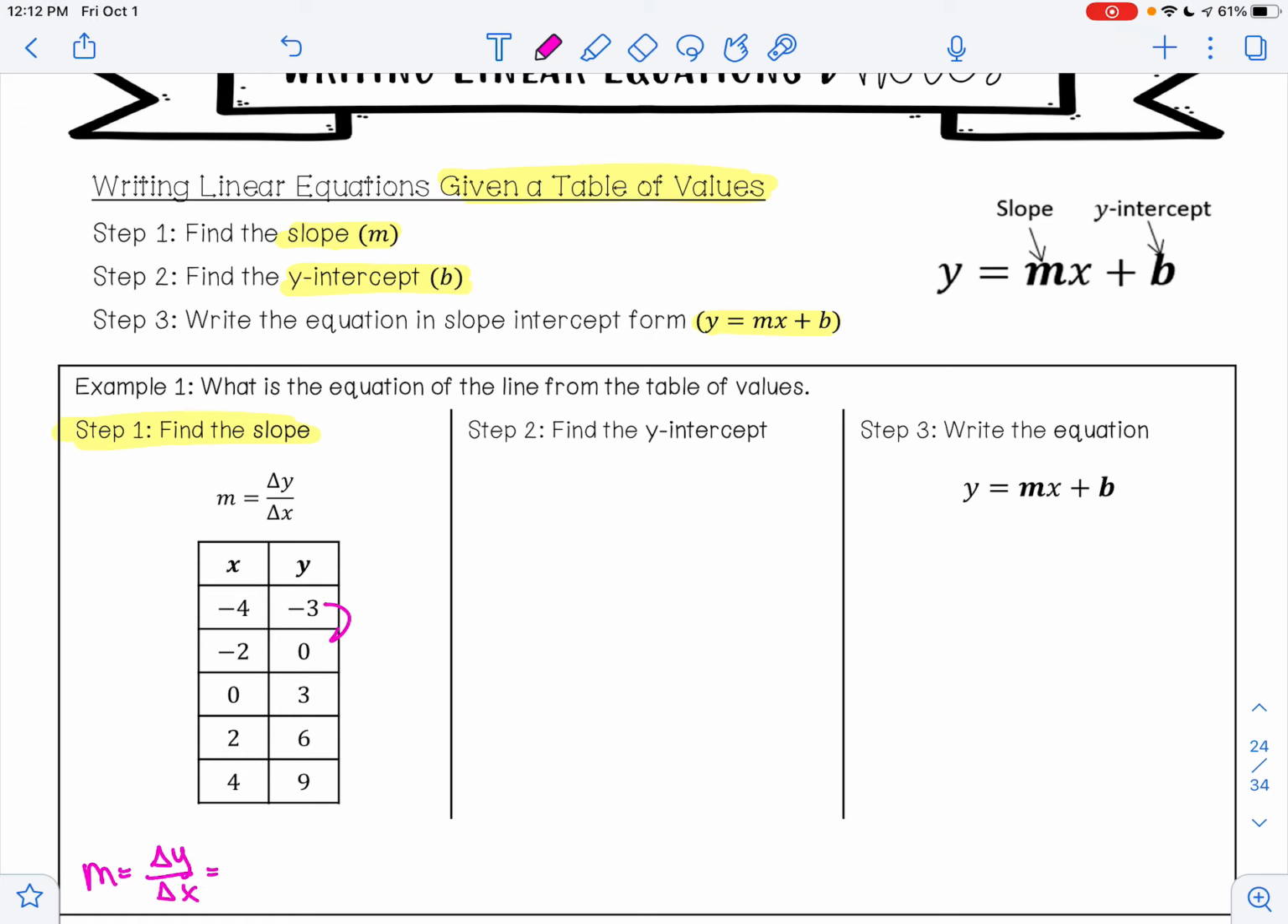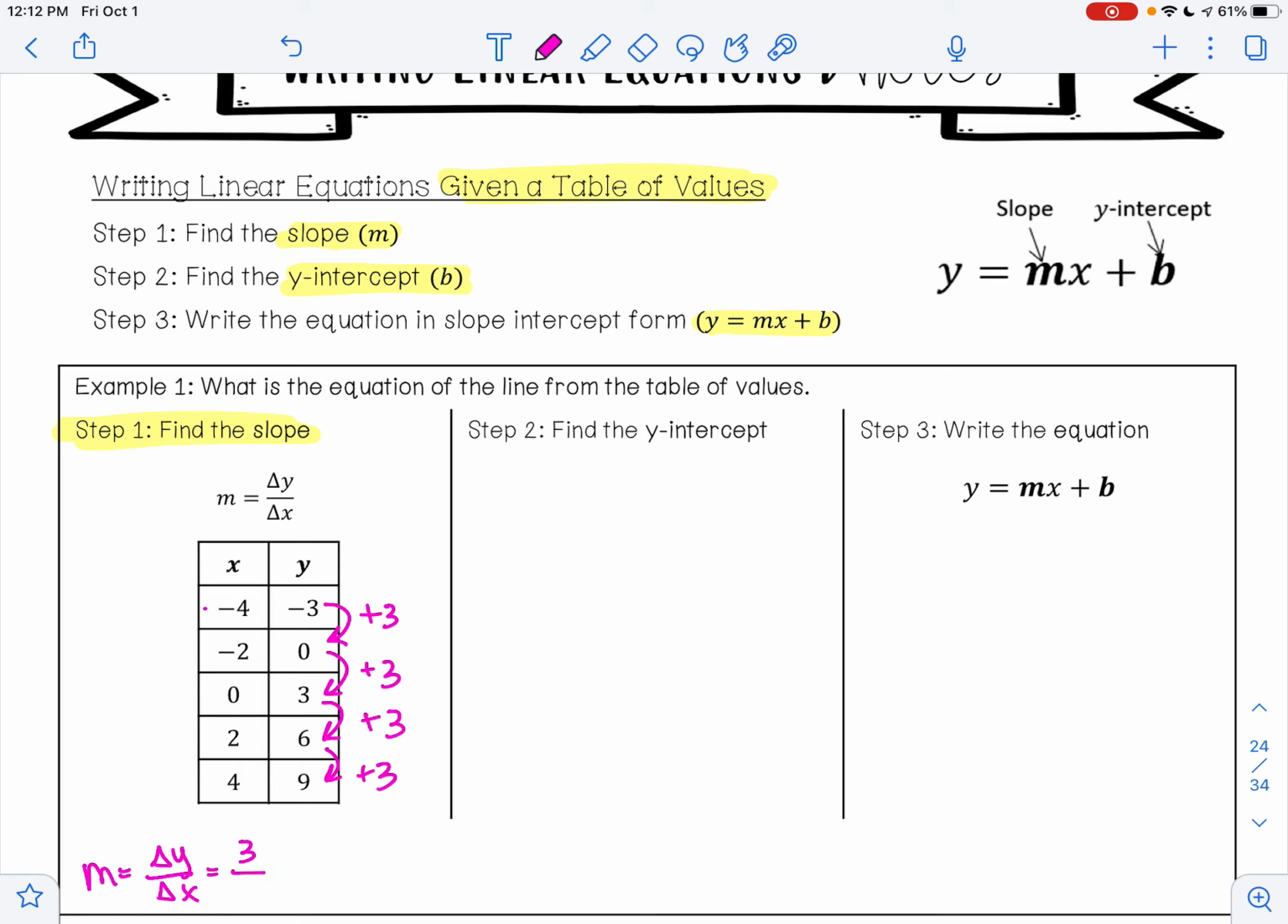To go from -3 to 0, I add 3. To go from 0 to 3, I add 3. 3 to 6, I add 3. And 6 to 9, I add 3. So my change in y is 3.